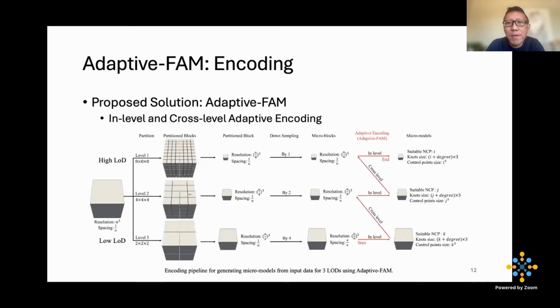So the proposed adaptive FAM can decrease the time complexity of such encoding. It involves iterations of in-level and cross-level adaptive encoding from the lowest level of detail to the highest level of detail. In-level adaptive encoding is basically the exhaustive search for the suitable number of control points, while the cross-level encoding reuses the in-level encoding results from the previous level of detail to minimize the in-level encoding needed for the current level of detail.